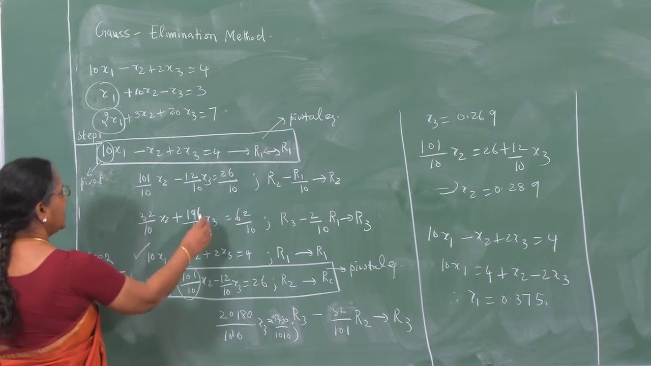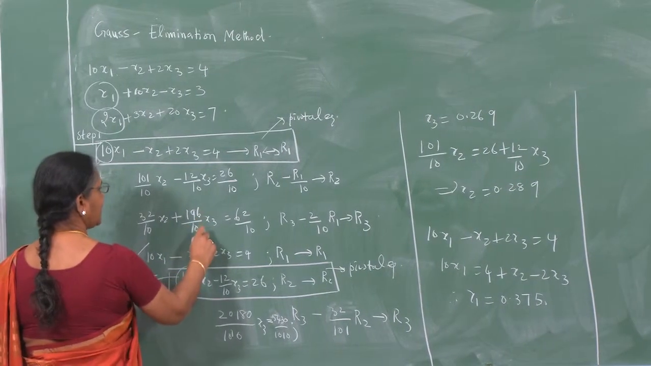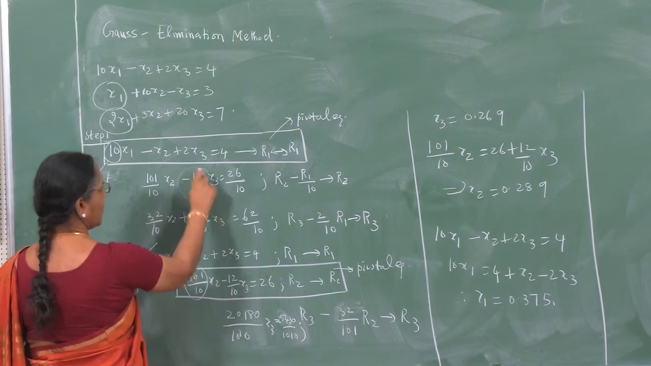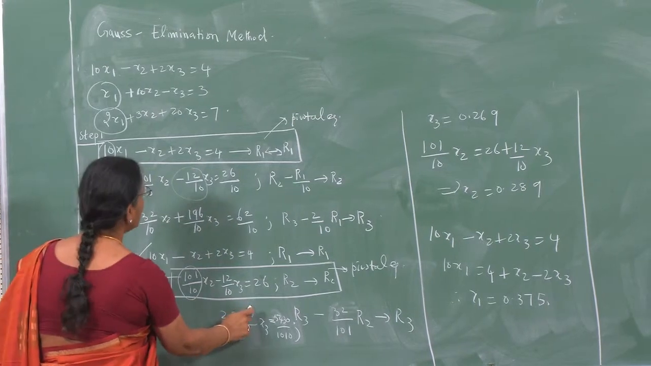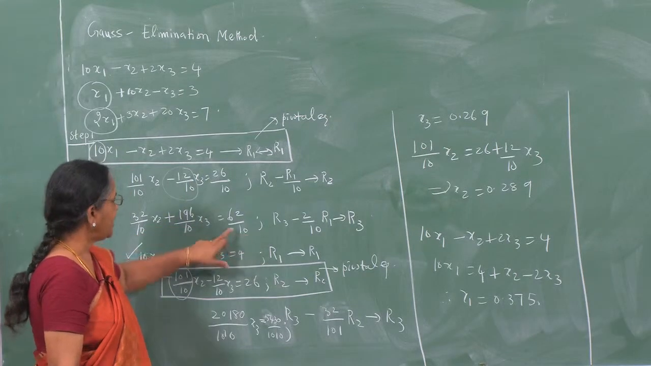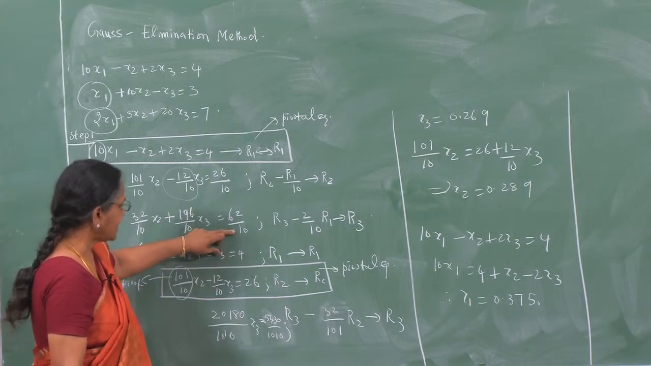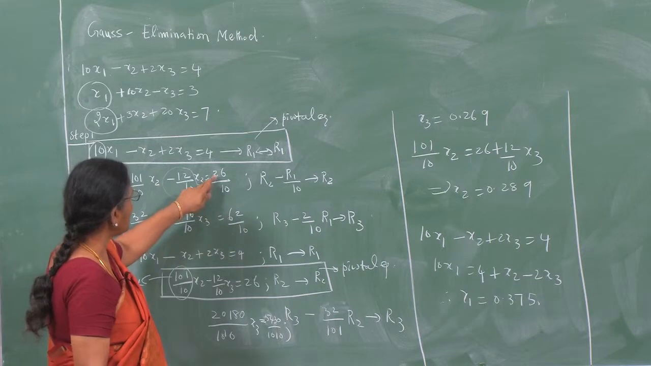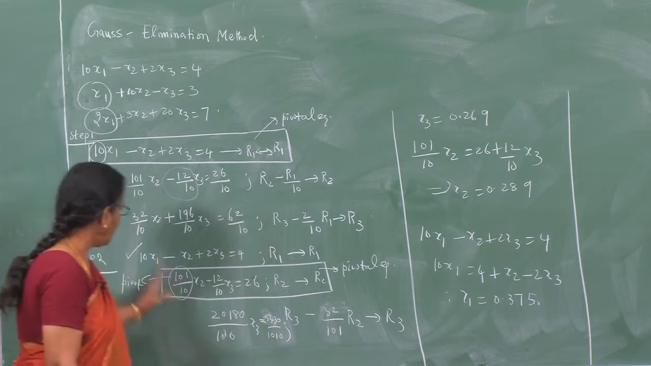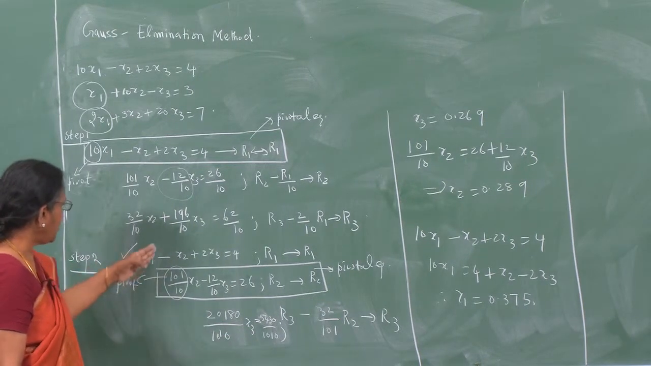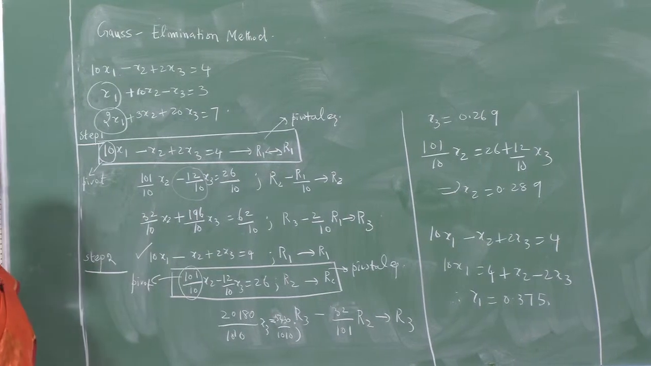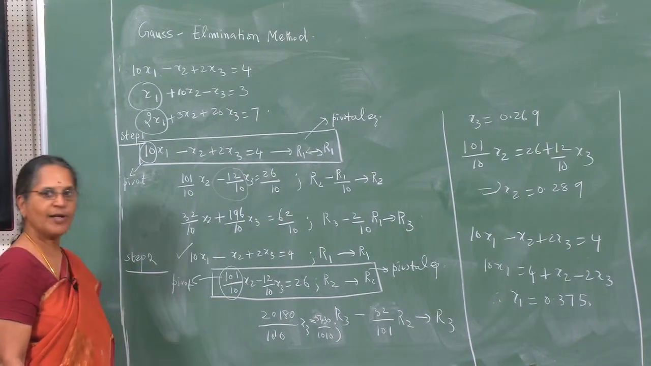Similarly, take 196 by 10 minus 32 by 101 of minus 12 by 10, and that gives you this coefficient multiplied by x3. The right hand side will be 62 by 10 minus 32 by 101 times 26 by 10, and that turns out to be this. So, you observe that at this step you have a system of equations such that its coefficient matrix is an upper triangular matrix.